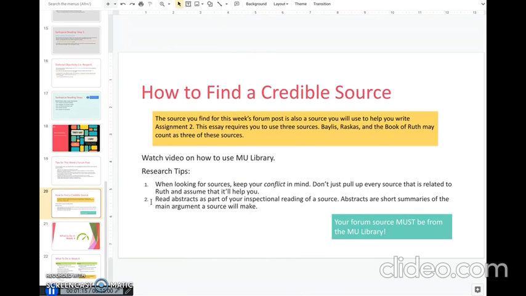And two, read the abstracts as part of your inspectional reading for a source. Especially journal articles, these will have little summaries that will tell you what the article is about. The abstract is just a summary, and it states what the author's problems were, what their research was, and what they hope to prove in their paper. And that's a great place to look to see if an article will be addressing some of the same issues that you hope to address in your paper on Ruth.